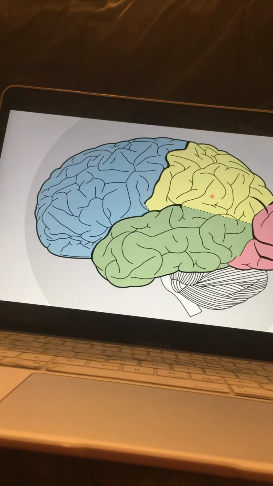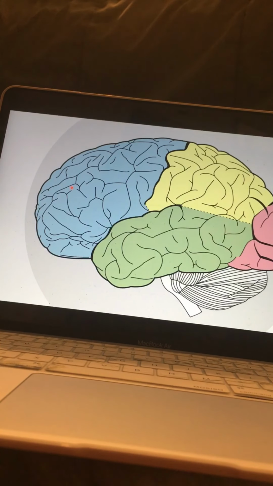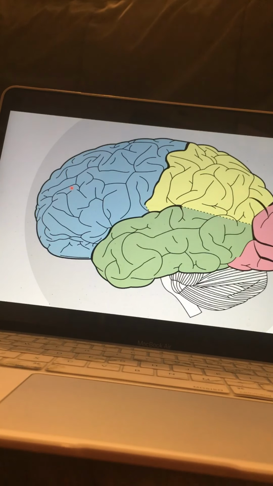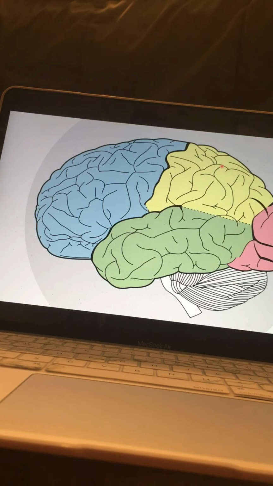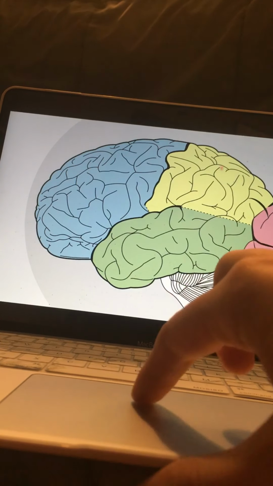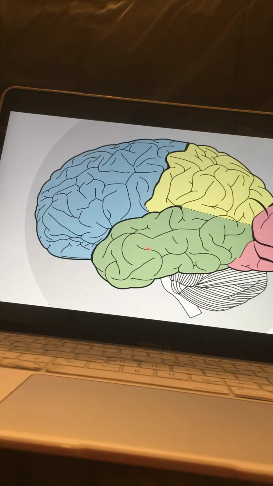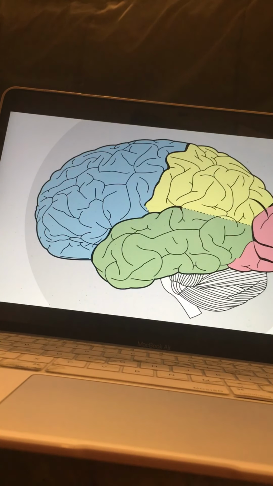These sections here are the different brain lobes. The blue lobe in the front, right here, is the frontal lobe. It is responsible for voluntary movement, expressive language, and higher executive function. This lobe on top here, the yellow lobe, is the parietal lobe, responsible for sensory reception and integration. This green lobe here on the bottom is the temporal lobe, responsible for sound and smell. And finally, this red lobe here in the back is the occipital lobe, responsible for sight.